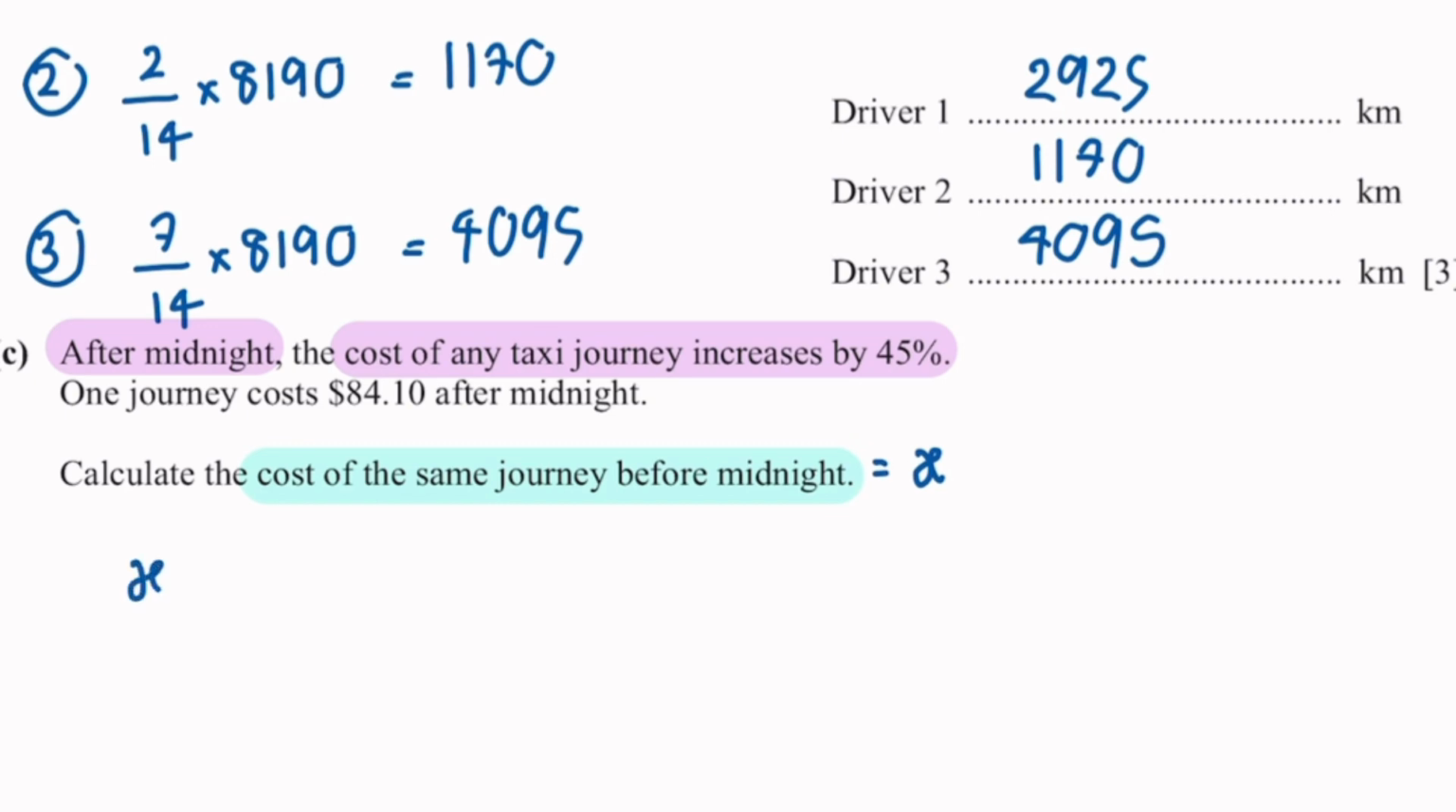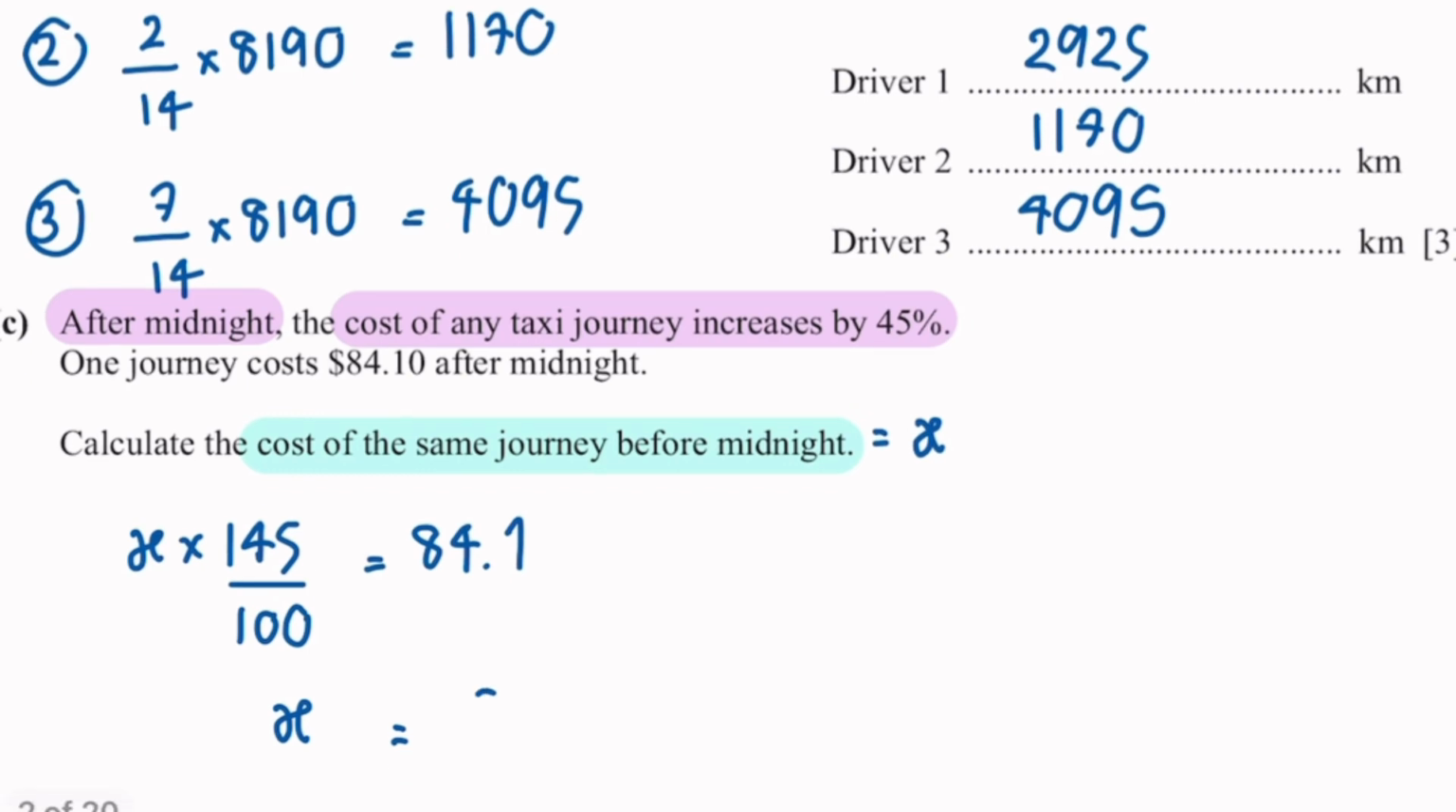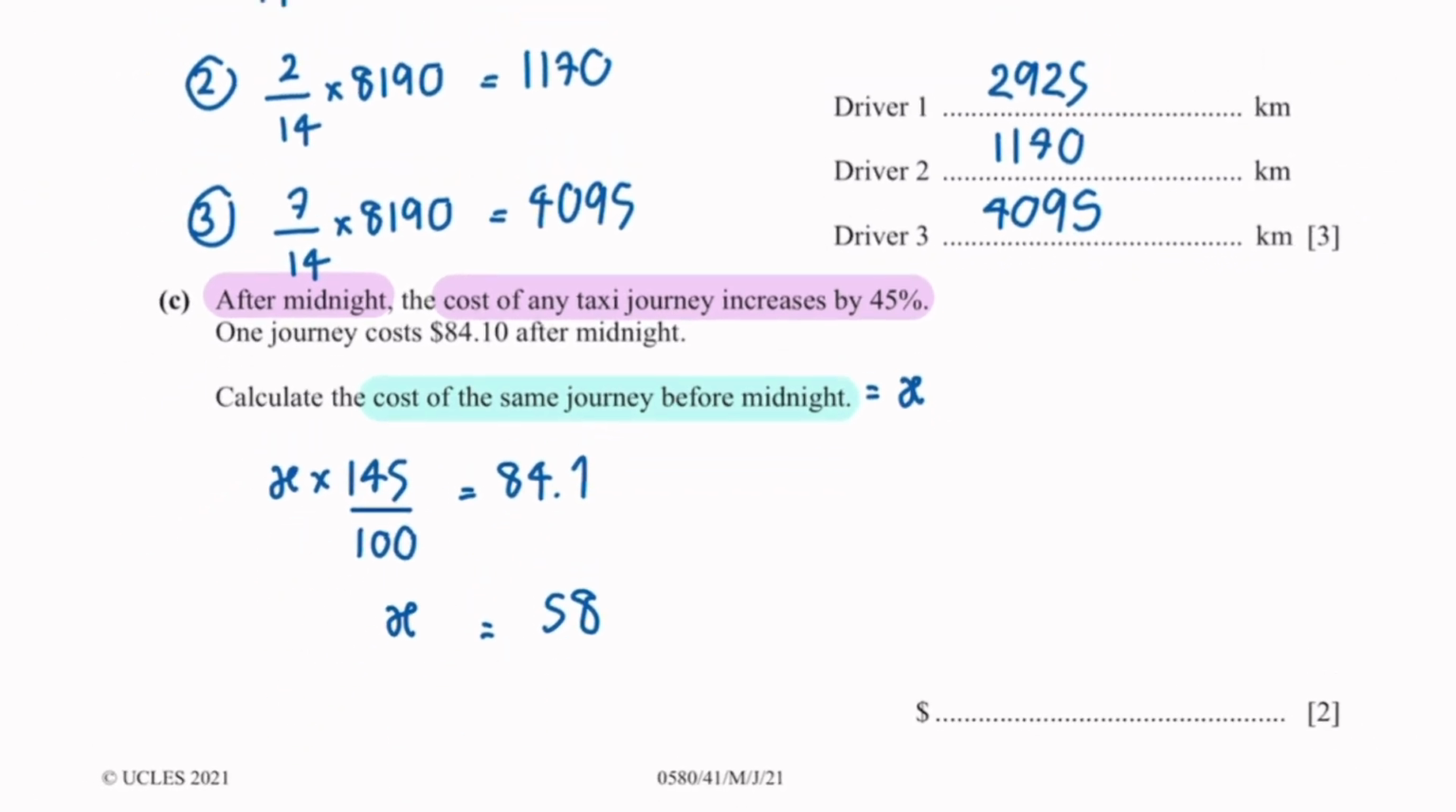So you will multiply X by 145 over 100, because it increases by 45%, and that equals the new cost of the journey after midnight, which is $84.1. So X equals 58. So this is your answer.